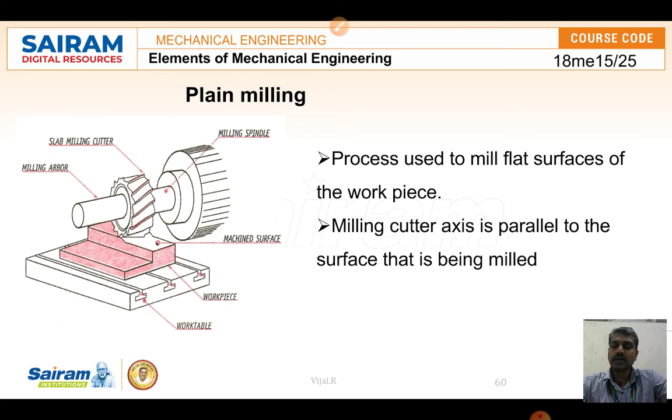You can see the cutter on the arbor, that is a milling arbor, where the horizontal milling arbor is there, and the slab milling cutter. We call it a slab milling cutter or plain milling cutter, both are the same. A slab milling cutter is used for making the flat surface in the workpiece which is held on the work table.